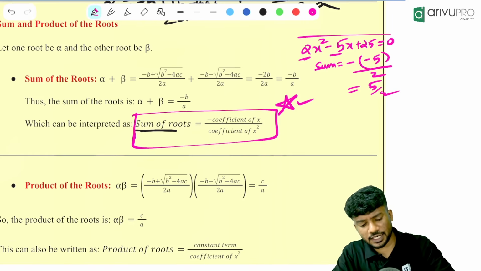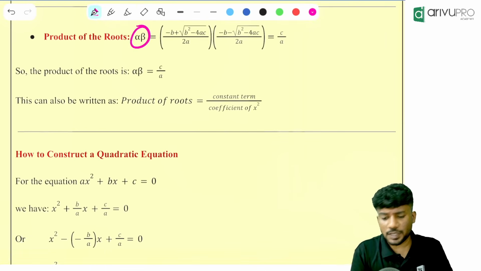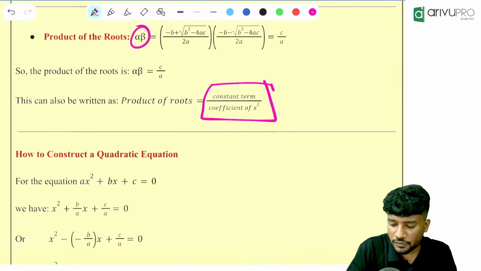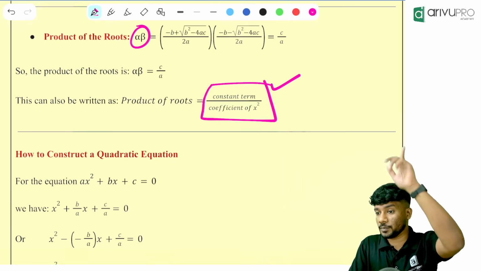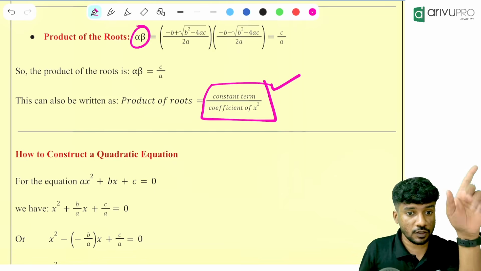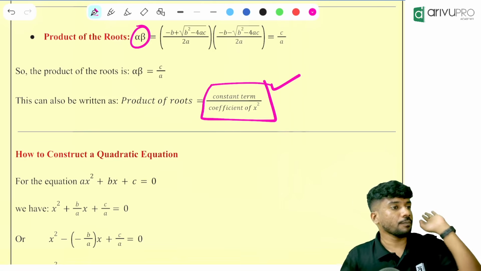Then we are going to the second one. Product of the roots. That is nothing but alpha into beta. That is nothing but the constant term divided by the coefficient of x square. There is no minus sign. Remember, for a quadratic equation, there is no minus sign in front of the constant term when we are finding the product of the roots. Clear?